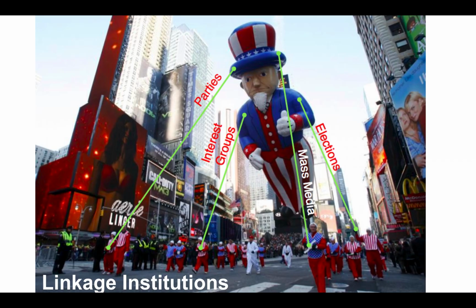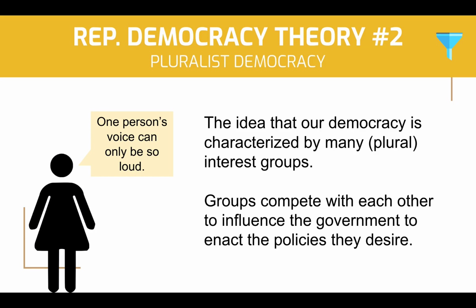Let's get started. Interest groups, of course, are one of those linkage institutions. Linkage institutions are things that connect you to the government, like political parties, mass media, and elections. They allow your voice to reach the government and influence it in many ways. Political parties influence the government by choosing the people running. Elections help choose who the winners are. Mass media allow you to reach out to the government. And interest groups allow you to directly lobby and influence politicians.